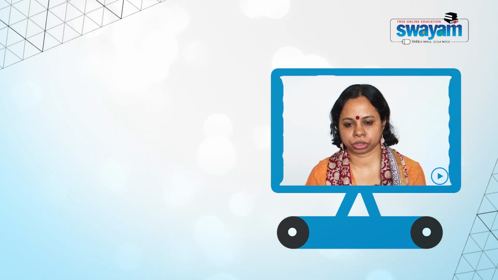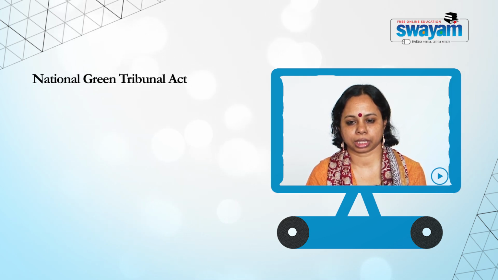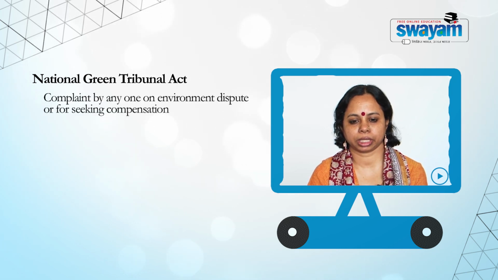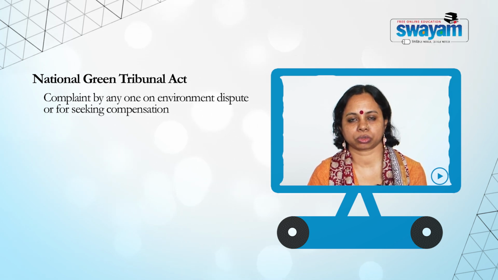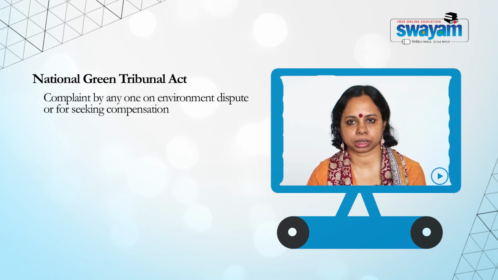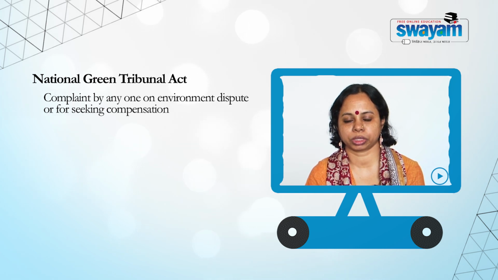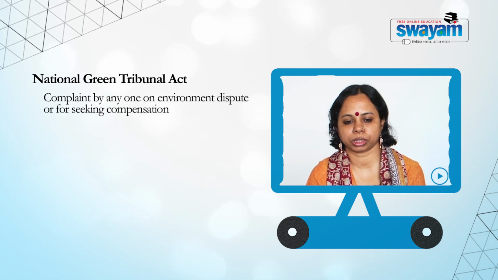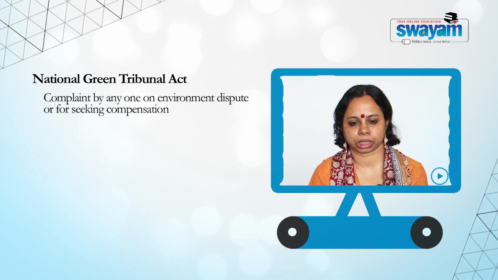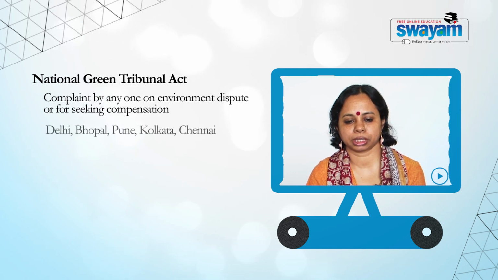Now, in 2010, we enacted the National Green Tribunal Act, wherein it facilitates a complaint by any person on an environment dispute or a person who wants to have compensation. So, there is a dispute settlement body which has been created exclusively relating to matters on environment and compensation claims. Now, it has its principal office in Delhi with other places of sitting in Bhopal, Pune, Kolkata and Chennai.